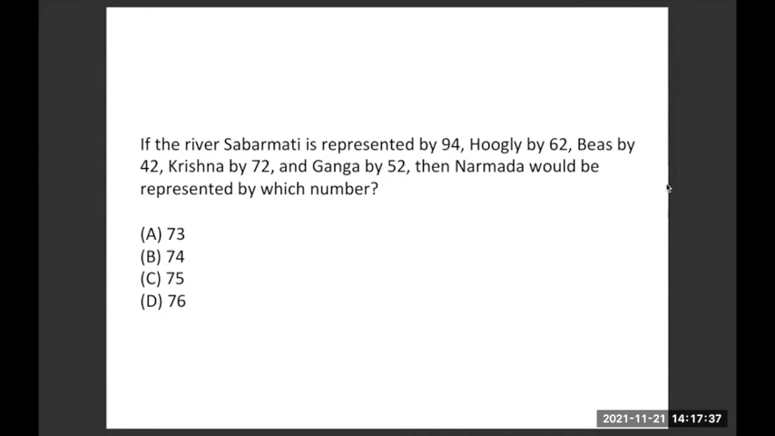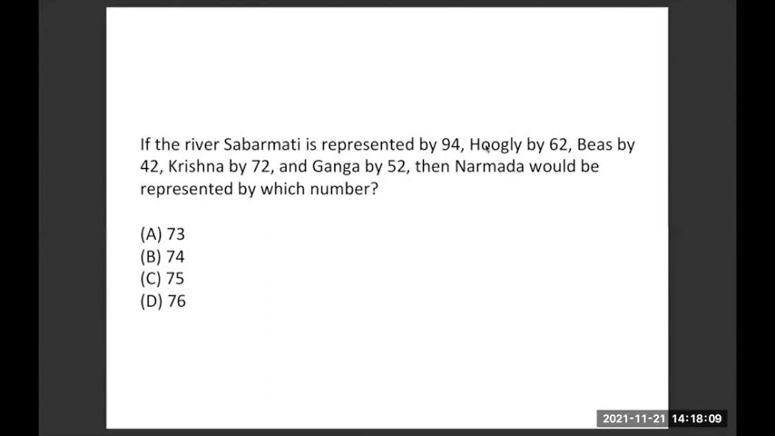Ma'am, in Sabarmati it is 94, so 9 letters in the word Sabarmati. And what is 4? Number of vowels. Okay, so let's see. Sabarmati, the number of letters 1, 2, 3, 4, 5, 6, 7, 8, 9. 9 letters. And you're saying this is the number of vowels. So what are the vowels? A, another A, and a third A, and I, which is 4.